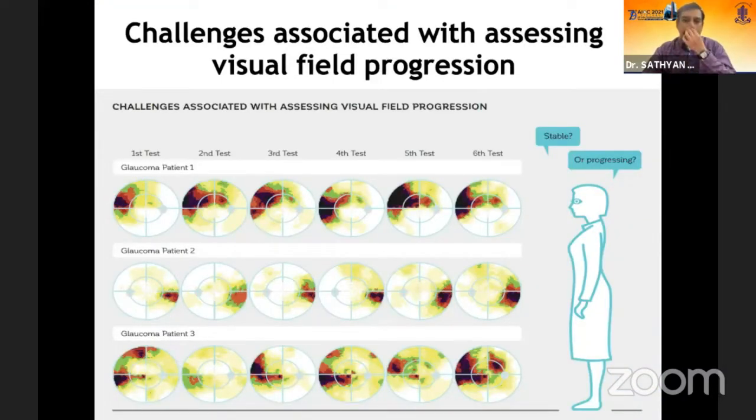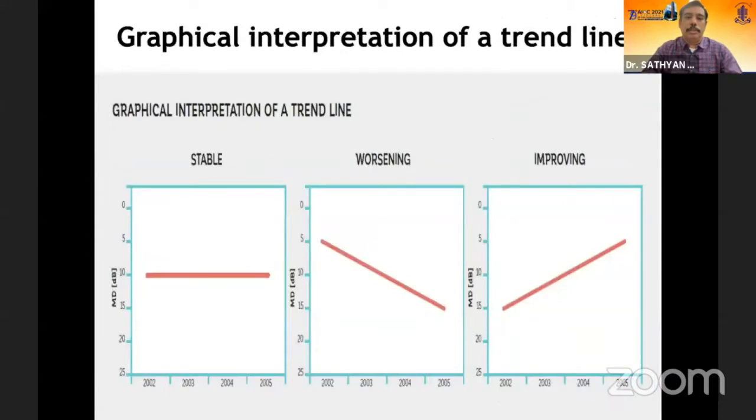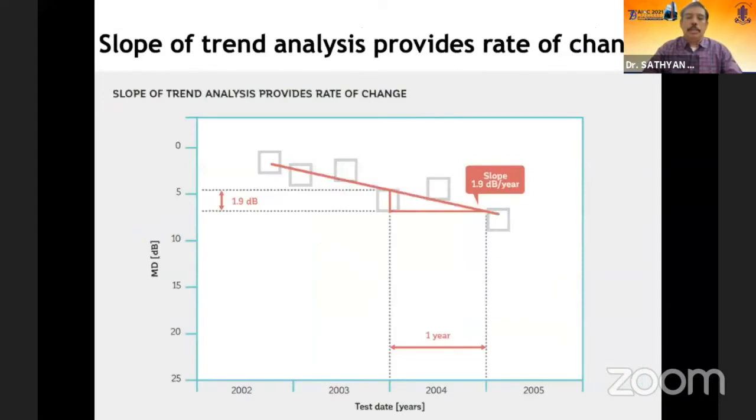So there are various challenges once you are looking at whether the visual field is progressing or not. The OCTOPUS gives you the global trend analysis, like what the earlier speakers have shown. And you have the cluster trend analysis, and the polar trend analysis. These three graphs will give you all the details. So these graphical representations show a straight line when stable, then worsening, then improving. The lines are there. You can easily interpret that.